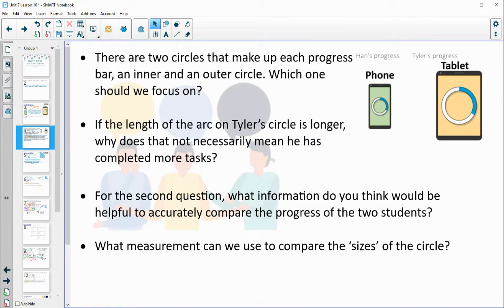All right, so when we're looking at these tablets, we actually see two circles making up this bar, and then the bar is in between them. So what do we need to focus on? Should we be looking at the inner circle? Should we be looking at the outer circle, or does it matter? It didn't matter whether you're looking on the interior or the exterior, it's going to give you the same information. And if the length on Tyler's circle is longer, which he said was 4.75 versus 2.25 on Han's, why does that not mean that Tyler has necessarily completed more tasks?